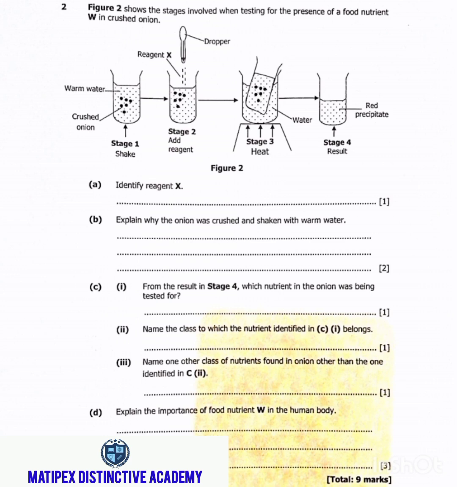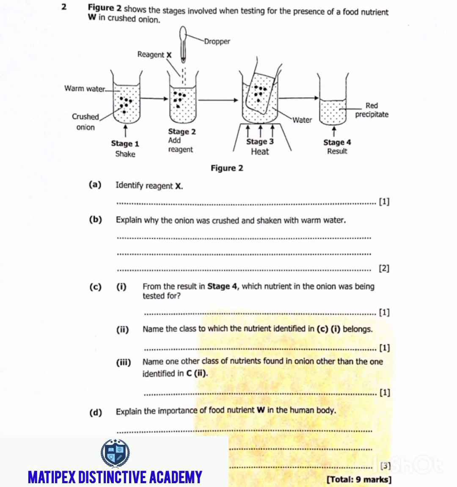Now what is going to help us to identify the reagent X is the food test shown in figure 2. Since this food test at stage 3 involves heating of the solution using a water bath, and at stage 4 we have a red precipitate which indicates that reducing sugars are present, automatically this test is a test for reducing sugars.